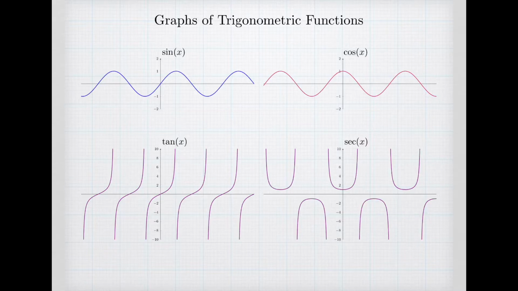Here we have a graph of each of the four basic trigonometric functions. We've got sine and cosine, and then the tangent and the secant. We're not including the cotangent and cosecant. They're reflected and shifted versions of the tangent and secant.